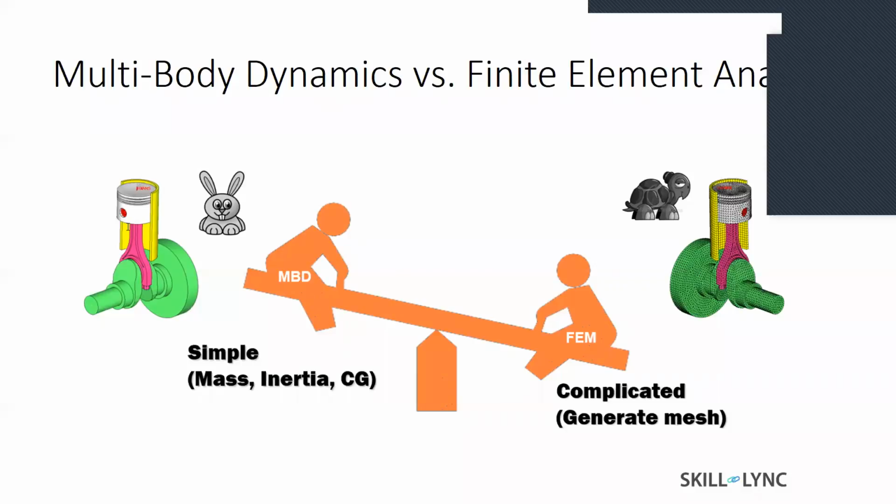So you can get 80% accuracy of the results, but you will have the advantage of time. Like you can do it at a very fast rate. So this will be like 10 times slower when compared to MBD. So that's why I put a turtle here, saying that it's slower when compared to the hare.